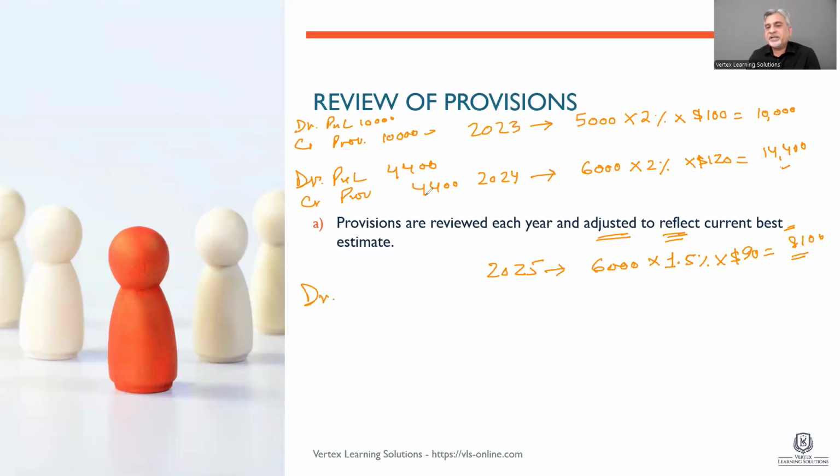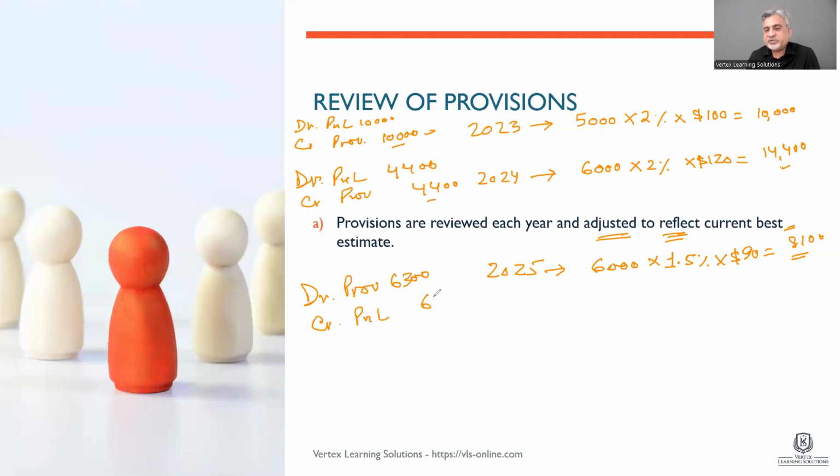But your opening balance is already 14,400, 10K plus 4.4K. This is already on your balance sheet, but you need only 8,100. So 14,400 minus 8,100, you have to decrease your provision by 6,300. So you would say debit provision 6,300 and credit my profit and loss account.